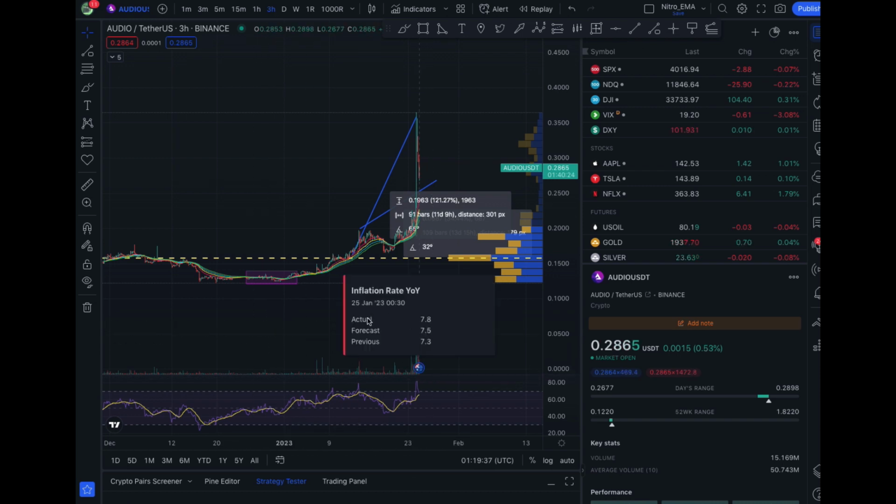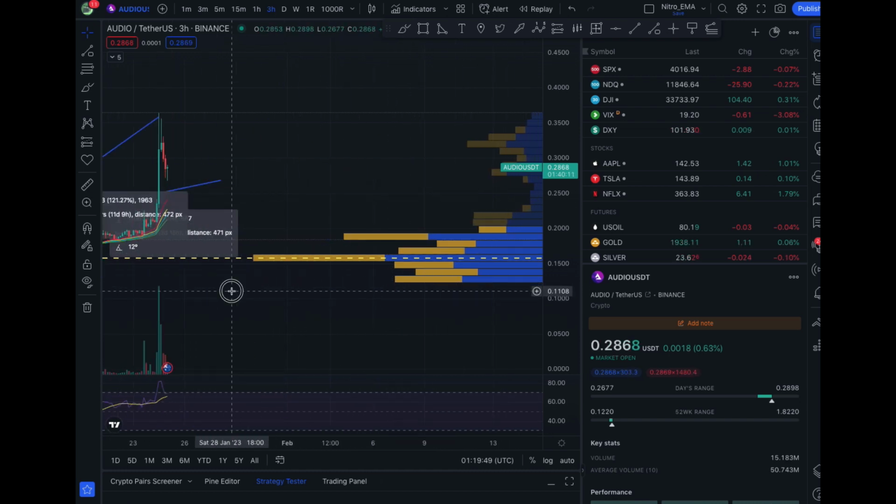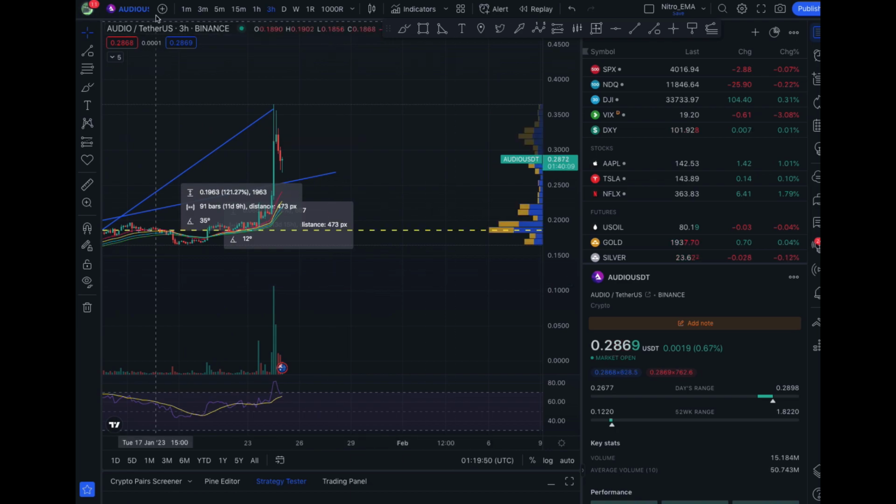And looks like we've got some news about inflation rates year over year. Actual 7.8, forecast was 7.5, previous 7.3, so it's up. That's why this is pumping.